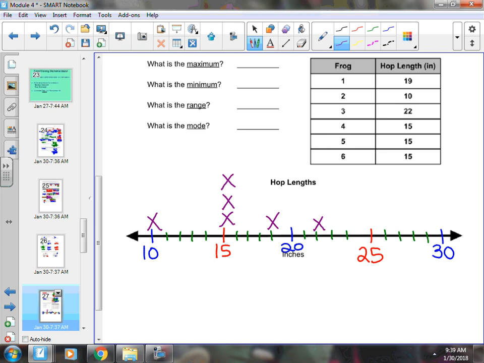Maximum. Don't you dare say 30. 30 is not our maximum. 30 just happens to be the biggest number on our line plot, but there's no data there. The maximum is the biggest piece of data, the largest number, which is 22.